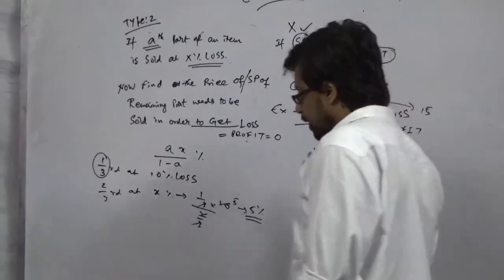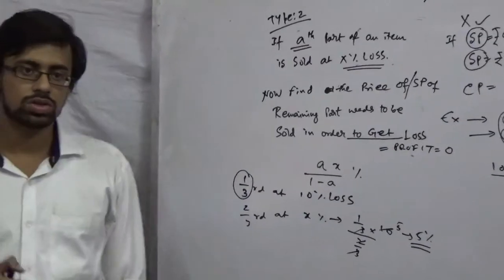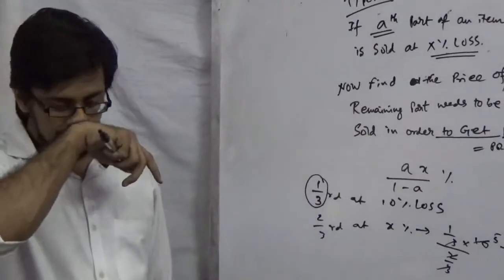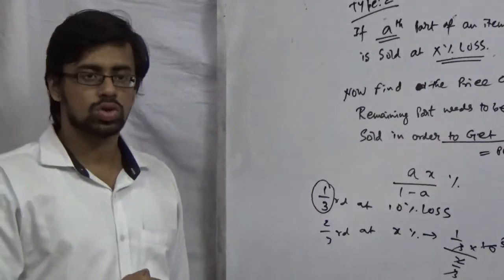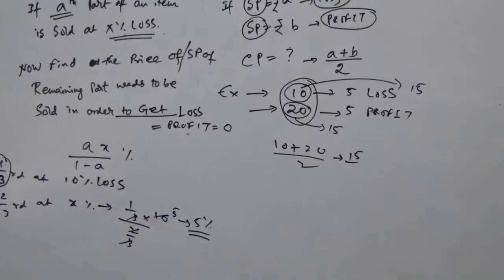So it may happen that some part of the item you have sold at a loss, but it is not a problem. The remaining part you try to sell at a profit, so that overall you get no profit, no loss. Okay. Next.